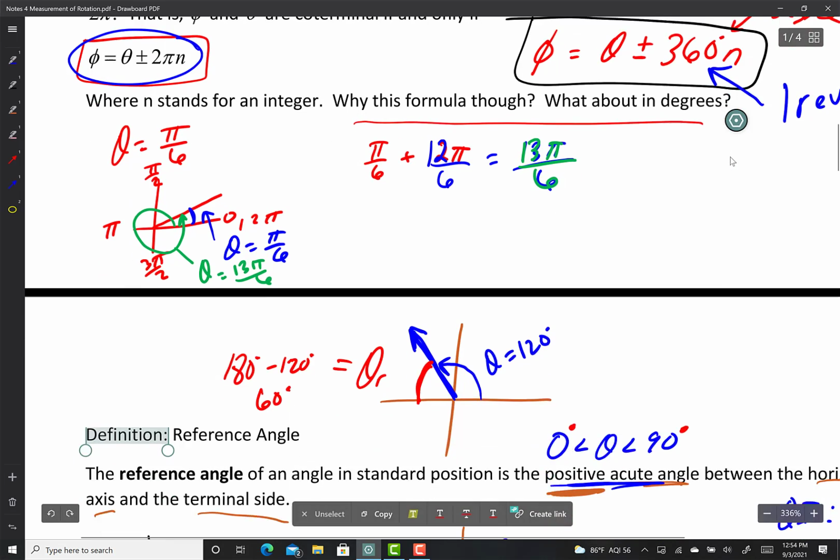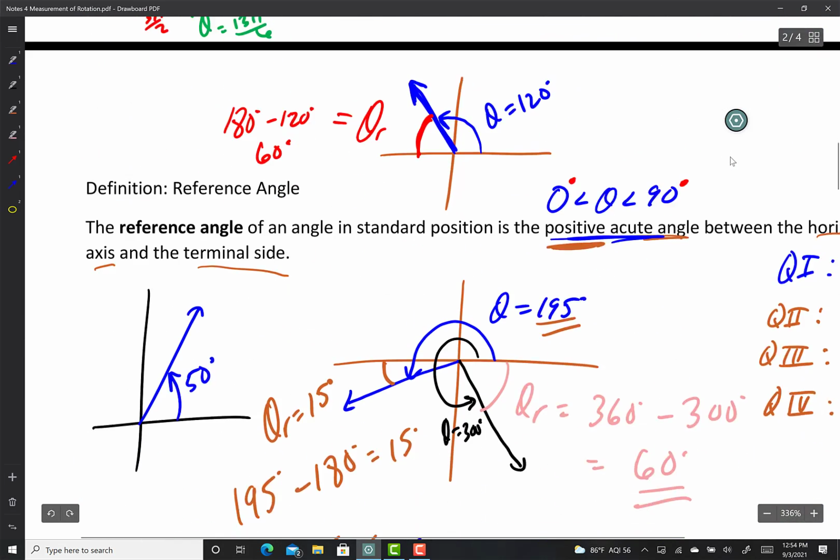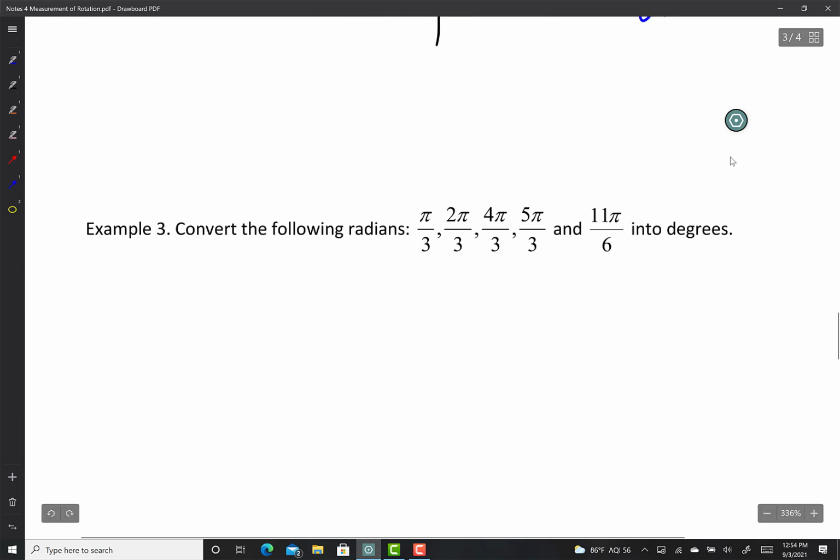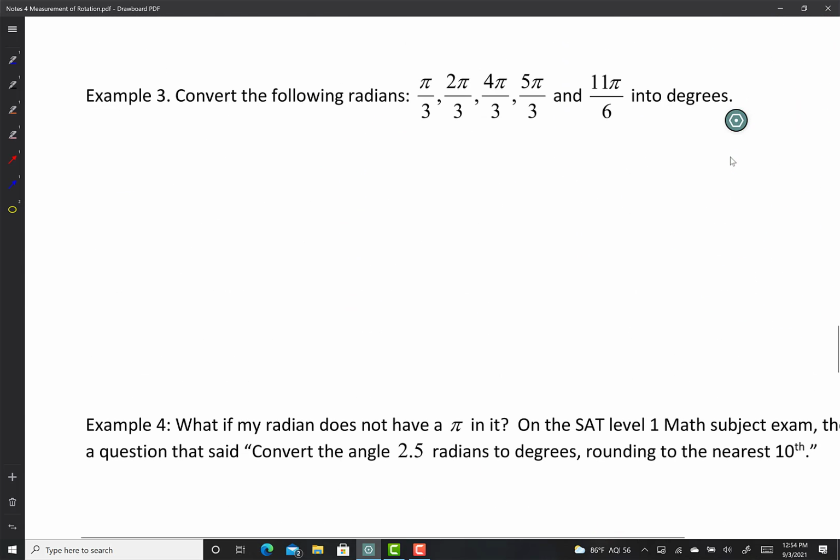All right, check it out. Let's go to the problem that we have not done. So scroll, scroll, scroll. And we get to here. Example 3. And we're going to go slow, guys. Don't worry.